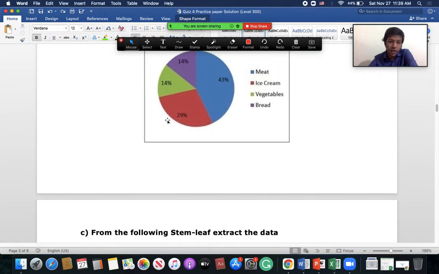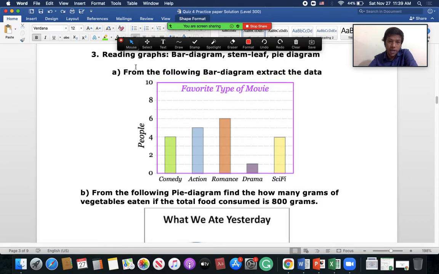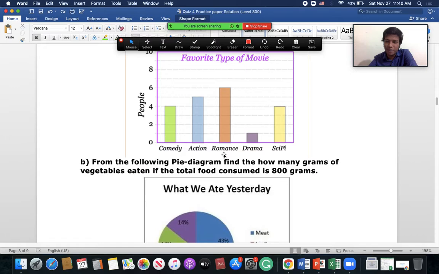Anyway, so we have these questions. This is like extracting the data from here. That means comedy is how many people? We can say comedy is 4, action is 5, romance is 6, and drama is 1, sci-fi is 4. We can see, interestingly, many people are watching romance movies. I'm not sure why.